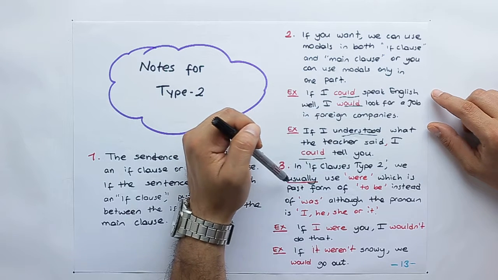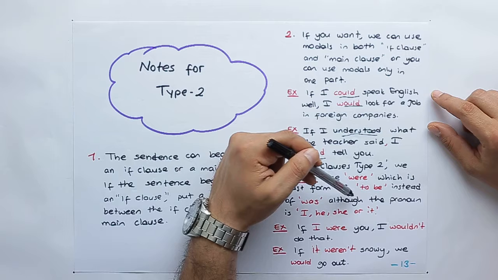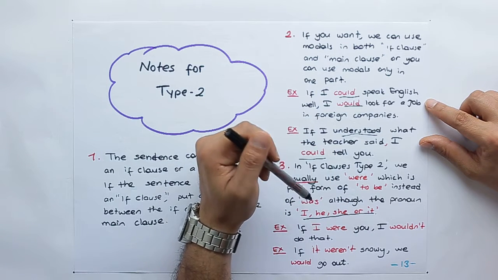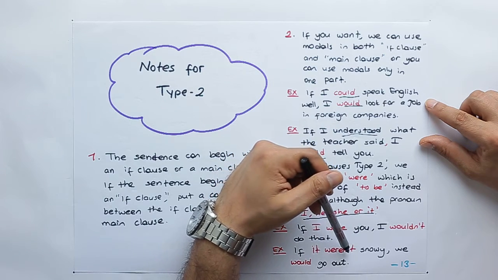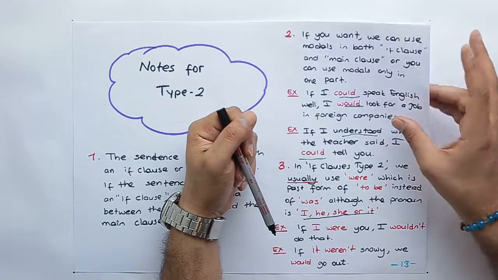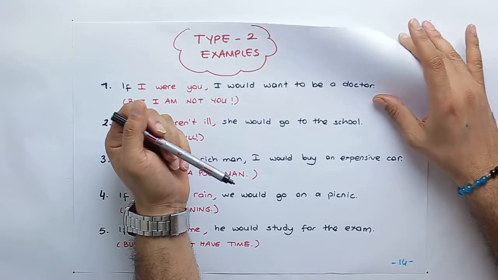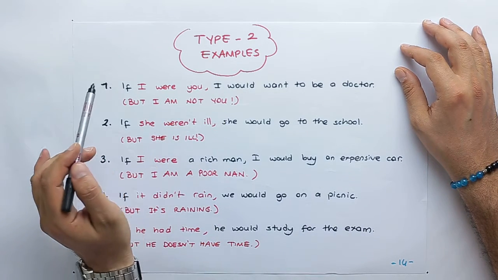In if clauses type 2, we usually use were, which is past form of to be instead of was, although the pronoun I, he, she, and also it. Yes, if I were you, I wouldn't do that. If it weren't snowy, we would go out. Okay. And for the last page, type 2 examples.